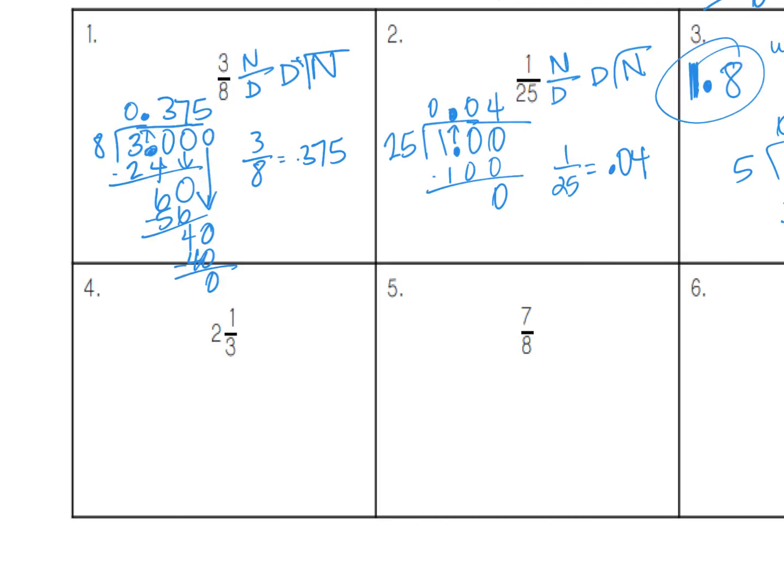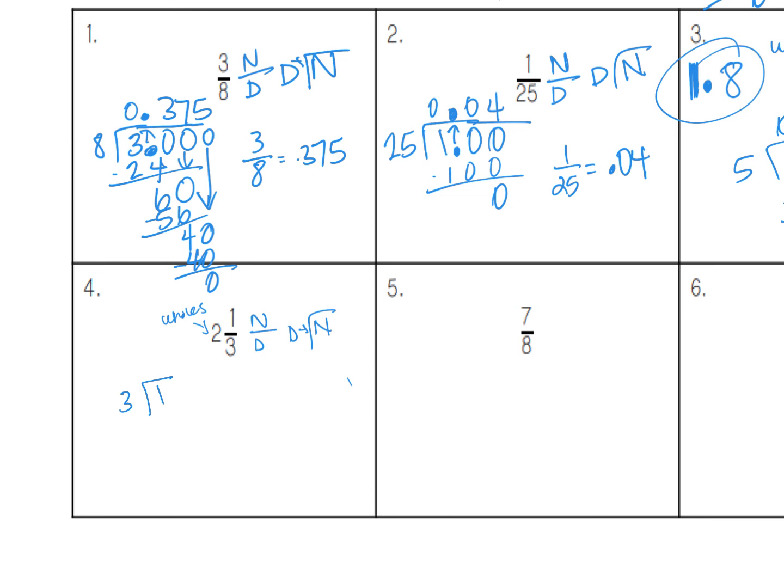And for number 4, I have 2 and 1/3. Well, I know that 2 is my whole number. So I have 2 wholes, right? And I have 1/3 as a fraction. So I have to turn my 1/3 into a decimal. So 1 is my numerator and 3 is my denominator. And we know that our numerator goes inside the house and our denominator goes outside of the house. And now I'm going to solve. So I have 1 divided by 3.